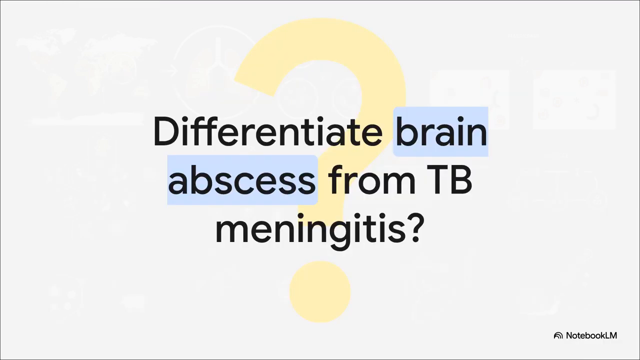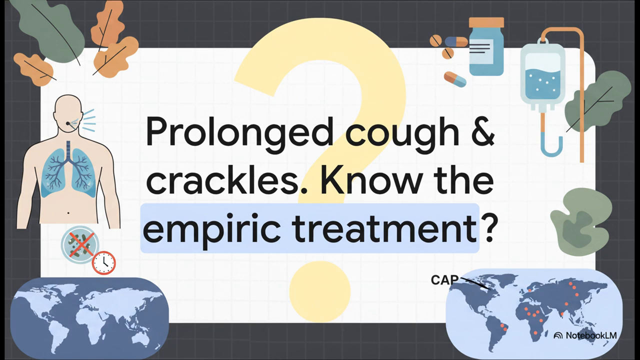Imagine you're in the high-stakes environment of the wards, starting right in the pulmonary ICU. The clock is literally ticking. Over the next few minutes, we're going to look at visual cues and hard data to help you differentiate between conditions that might look identical on the surface, like, say, a brain abscess versus TB meningitis, but require completely different management.